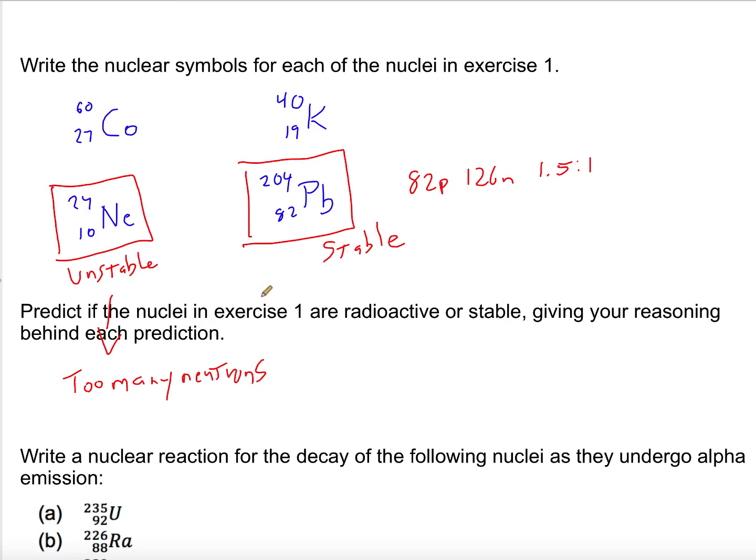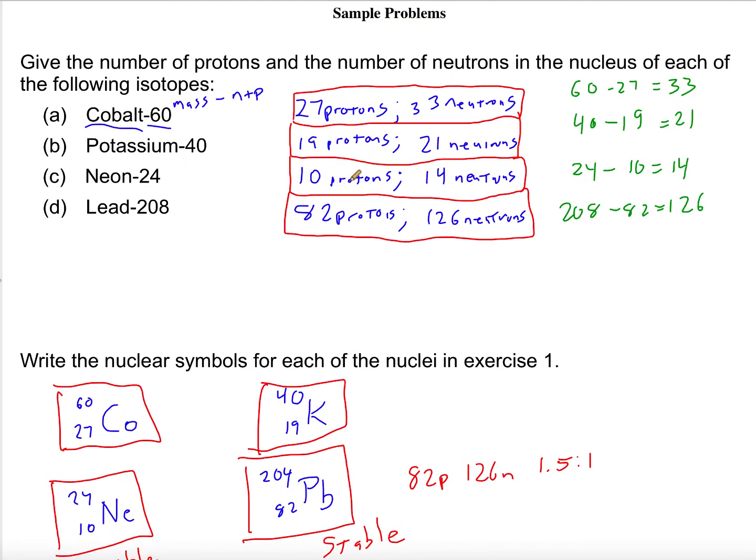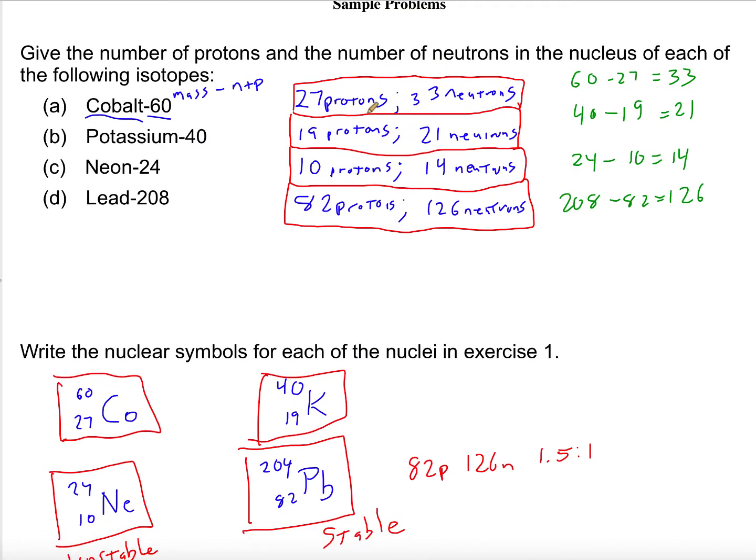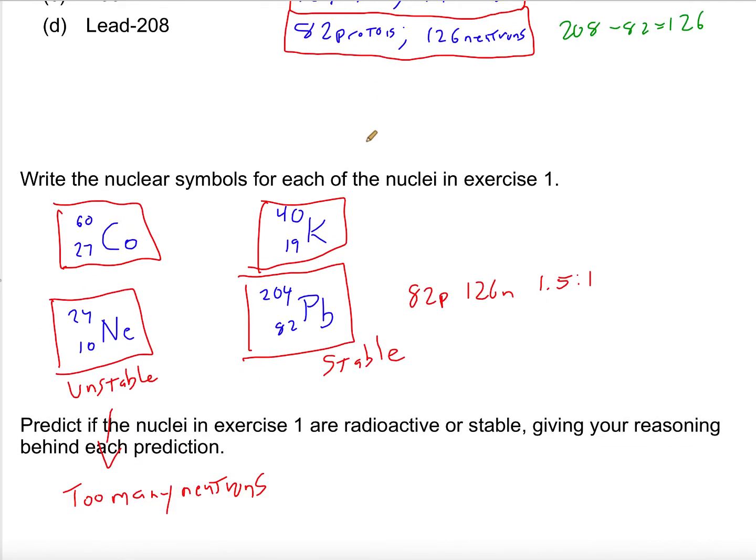So neon-24 would be unstable. We would expect it to be about equal numbers of protons and neutrons. Now the other two are cobalt and potassium. Now these both have, if you recall, cobalt had 27 protons and 33 neutrons. Potassium had 19 and 21.